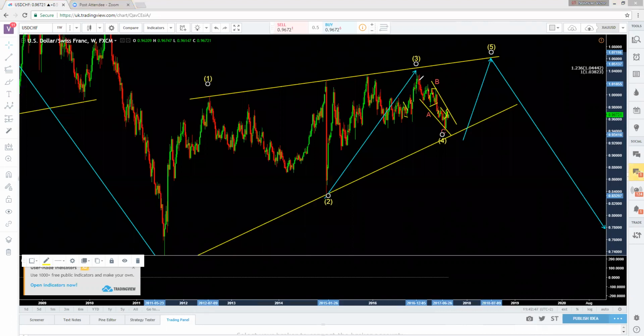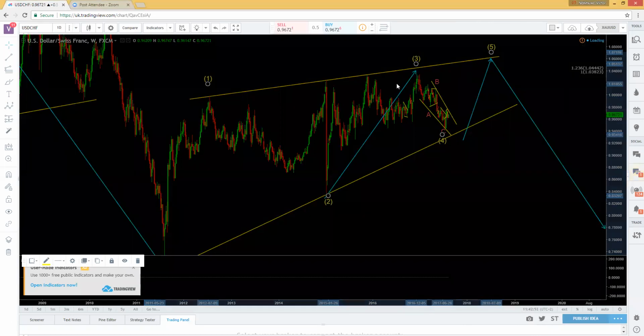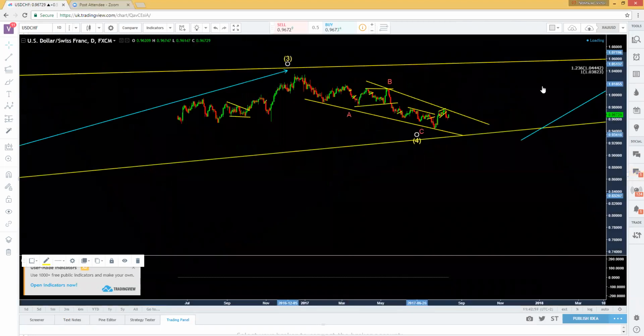So let's see how this is behaving in the lower time frame. This is the weekly, so let's go to the daily to see what's going on here, to see how we're going to trade this one. We're actually long on US dollar Swiss franc from the day before the NFP.